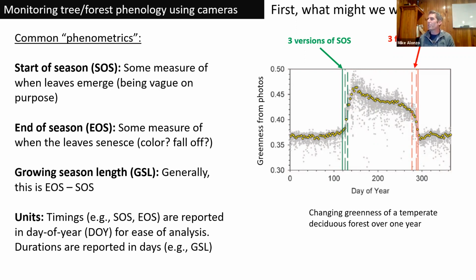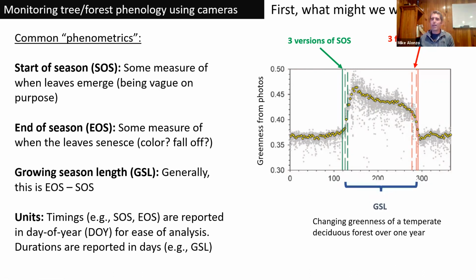Then you also want to look at, when does the season end? This is a single tree, by the way, where we're looking at a baseline in the winter, the green up, the growing season, and the end of season based on the greenness of the leaves. Once you have start of season day of year and end of season day of year, you can then, through a little subtraction, estimate your growing season length. So those are the key factors that we might be interested in.